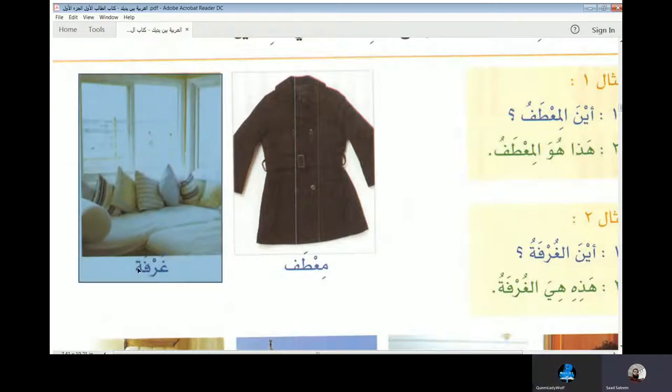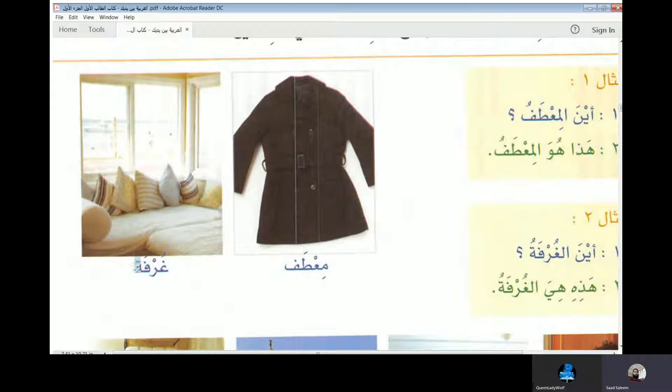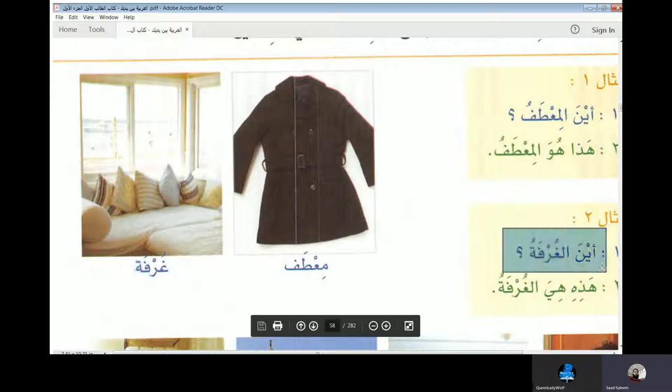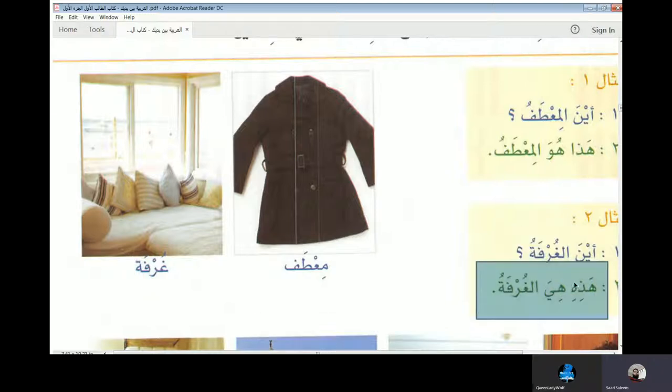Next picture is ghurfa. Ghurfa is a feminine word because of this round ta marbuta. So we ask: Aina al-ghurfatu? Where is the room? And this time we will say: Hazihi hiya al-ghurfatu, here it is the room.